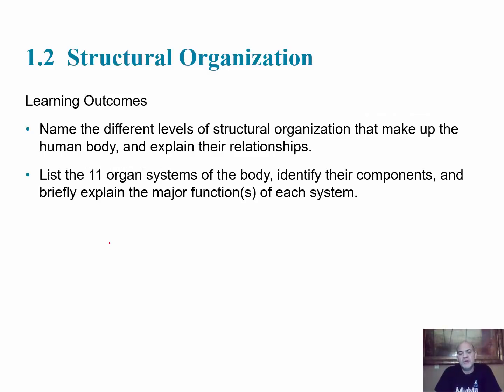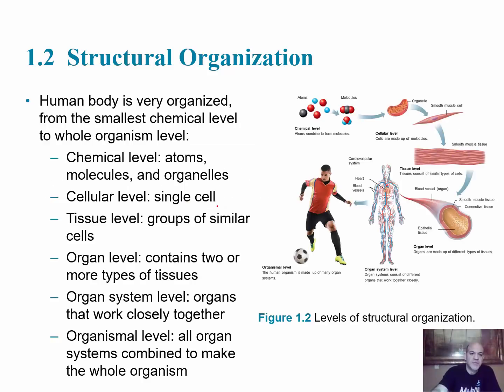So now we're going to move on to section 2 of chapter 1, and this one is titled Structural Organization. Our learning outcomes for this section include name the different levels of structural organization that make up the human body and explain their relationships. And the second objective is a brief survey of 11 organ systems of the body. So we're going to identify 11 organ systems and their components, so organs and structures that make up the system. And you're going to briefly explain their major functions for each of the systems.